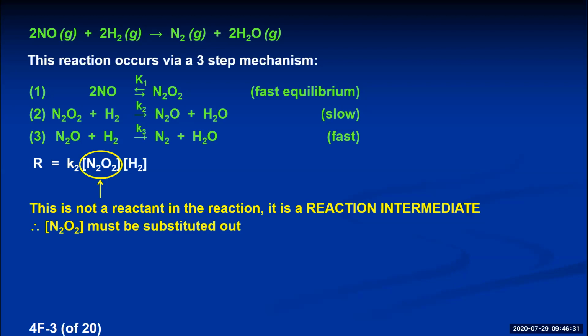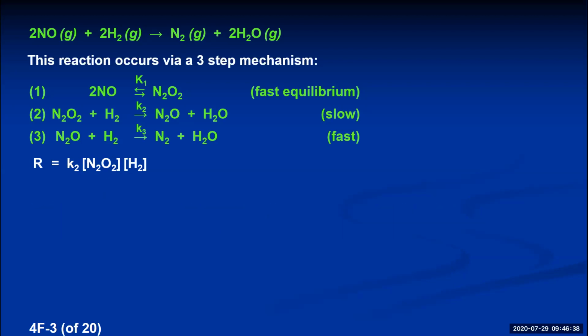So that means the N2O2 needs to be substituted out. So for us to get a proper rate law, we've got to get rid of that N2O2, and here's how we're going to do it. If you go to the 3-step mechanism, and if one of the steps is in equilibrium, that's going to be the key. In this case, only the first step is in equilibrium.